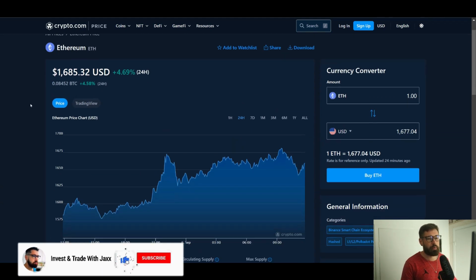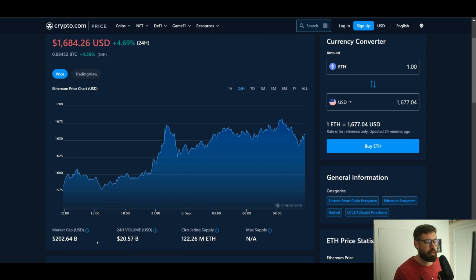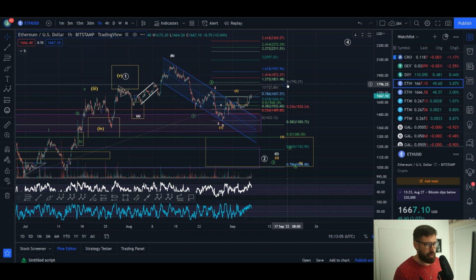Gonna go over our friend Ethereum, currently sitting at 1685, up 4.69% on the day, with a market cap of 202 billion and 24-hour volume of 20.57 billion. Let's hop into the chart. It's gonna start here on the 1 hour time frame.